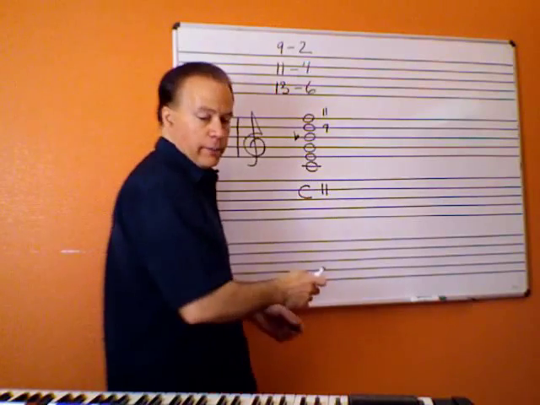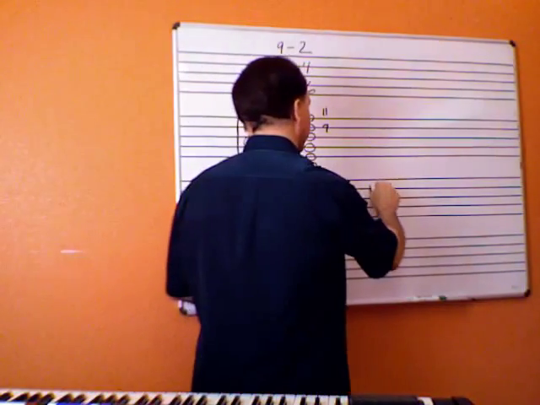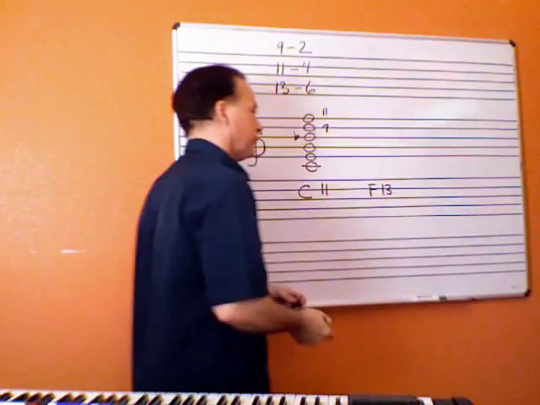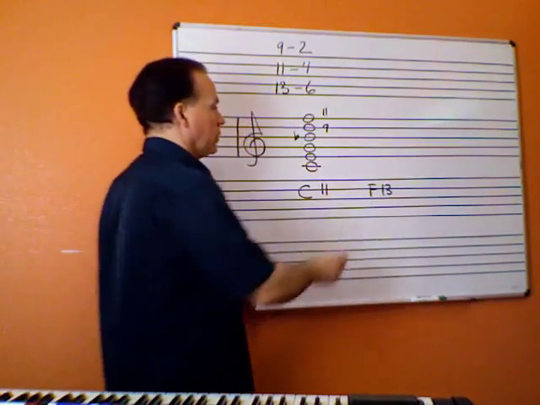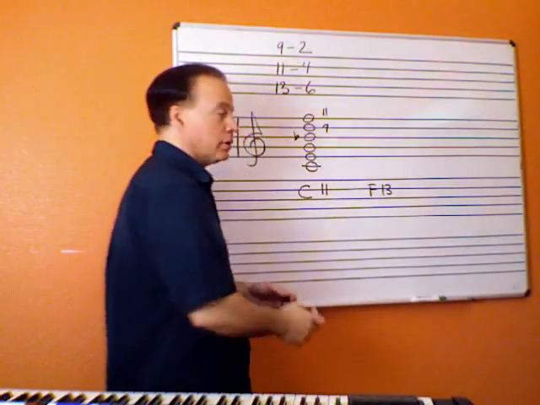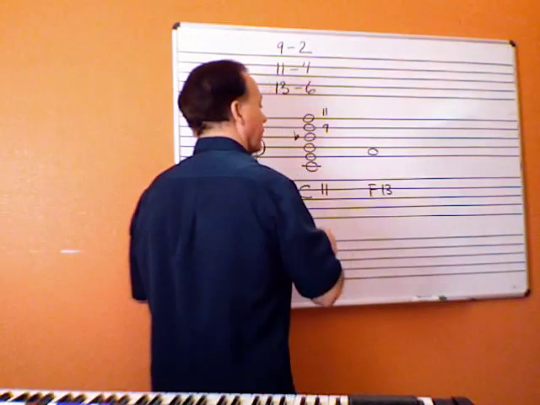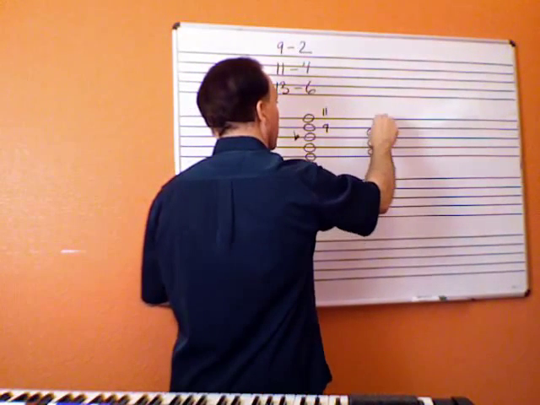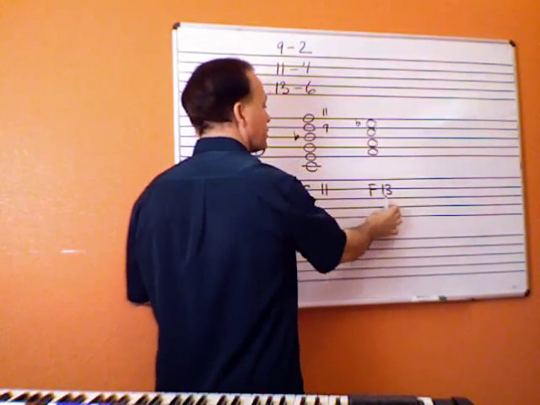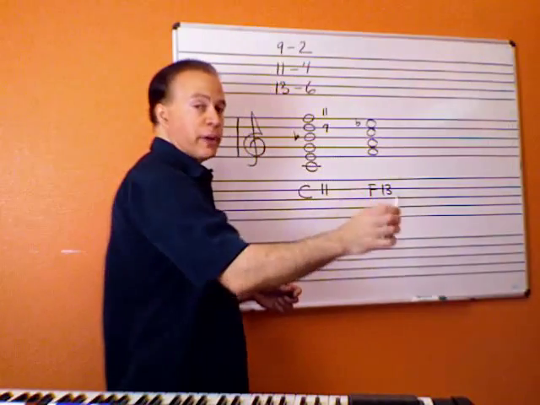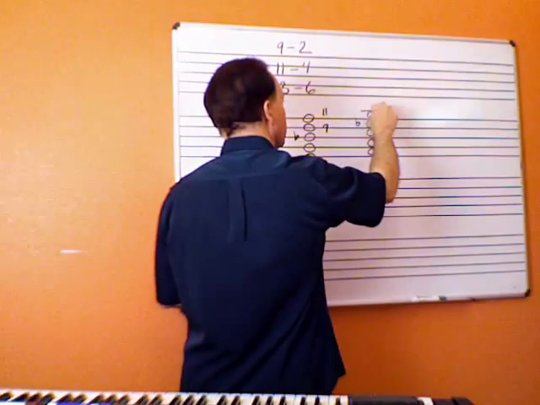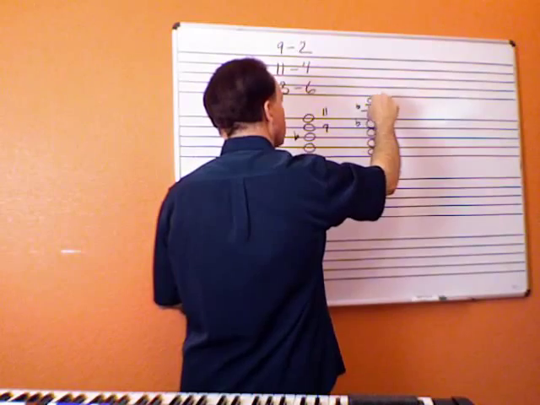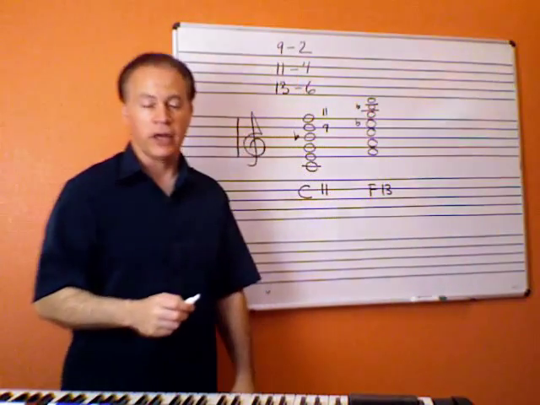Let's try a different one. How about if we're trying to build an F13? All right, F13. Well, this, once again, is a dominant chord. So if I'm going to build an F13, I'm going to build an F dominant chord, and then I'm going to put the 2nd, 4th, and 6th note of the F major scale in there: G, B flat, and D. That would give us our F13.